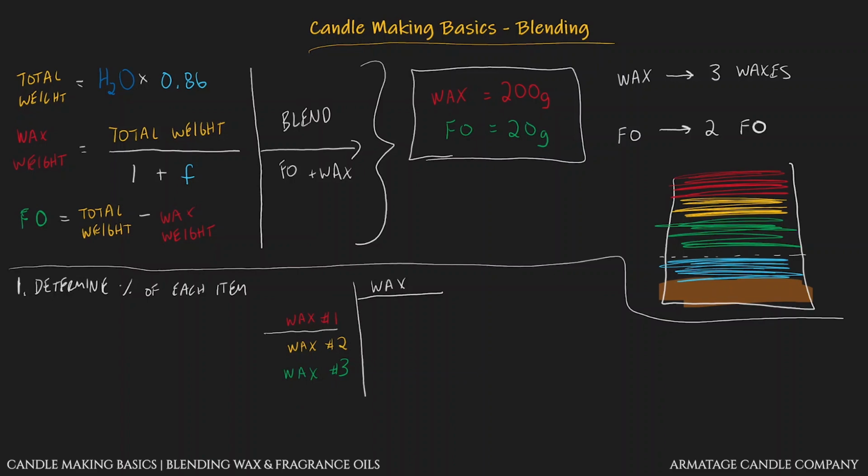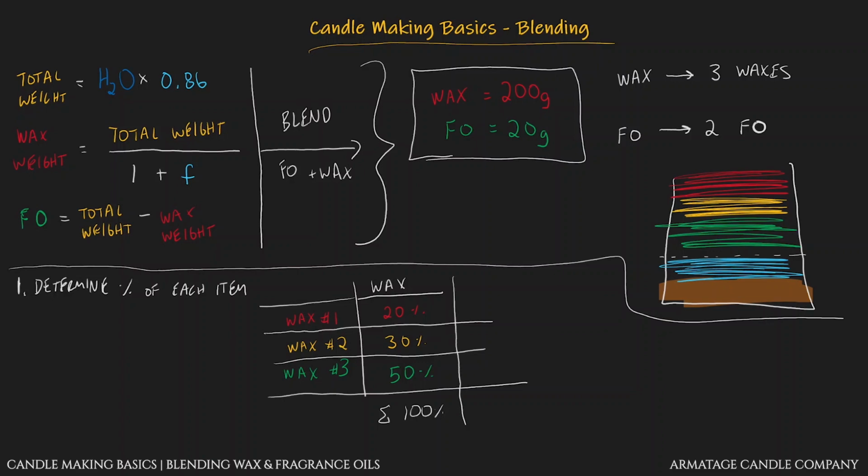So I'm going to split wax 1, 2, and 3, and they have to equal 100. I'm going to say that we will have 20% of wax number 1, 30% of wax number 2, and 50% of wax number 3. And if you notice, these do sum to 100%, 50 plus 30 plus 20.